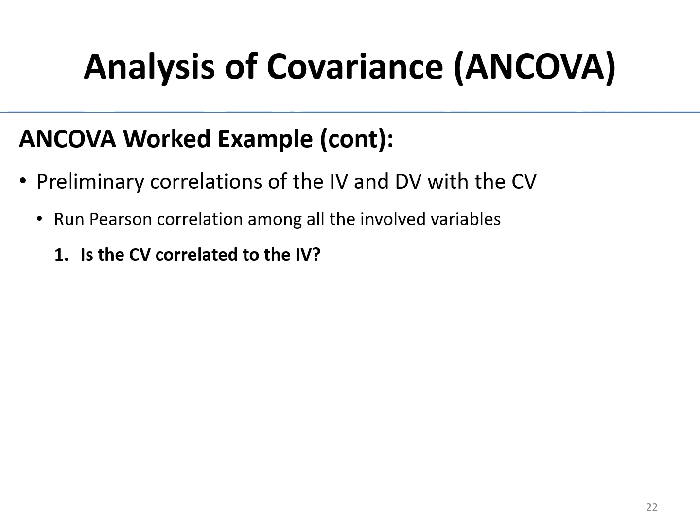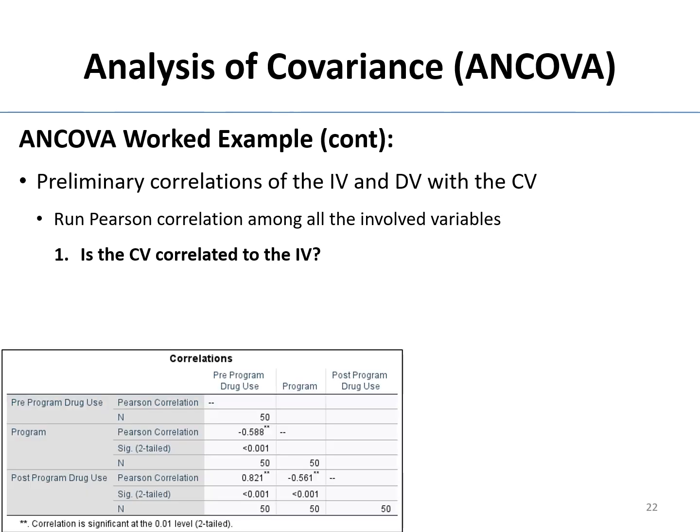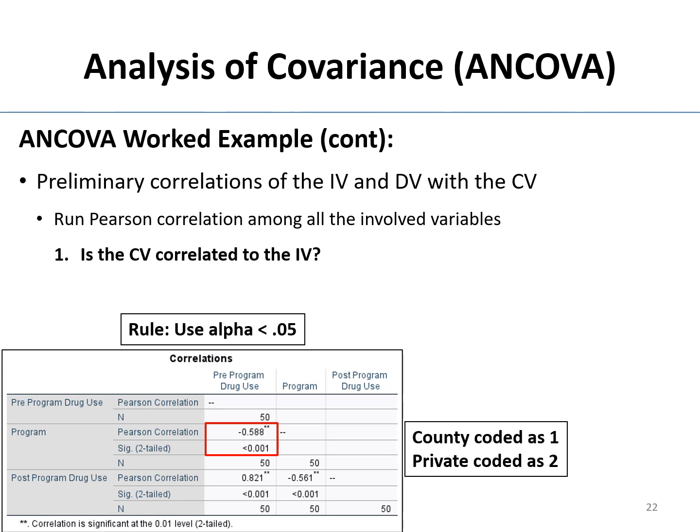So remember, what we just found is that baseline drug use was higher for those who went to the county program than the private program. Here's our correlation matrix. We've got to find the correlation between the covariate, that is pre-program drug use, and our independent variable. There it is. It's negative 0.588. Significance. There it is. Significance is less than 0.05. That's our test. And indeed, 0.001 is less than 0.05. There is a significant negative correlation between pre-existing or baseline drug use and the group you're in.